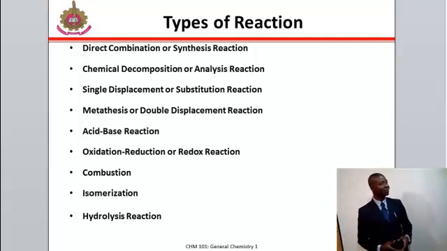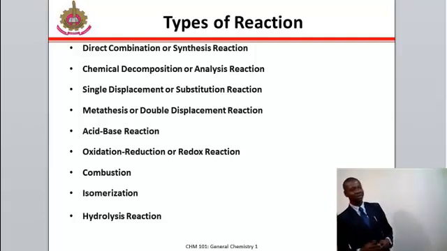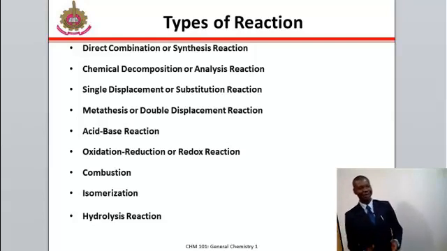And the next one is oxidation reduction. This is a type of reaction that involves a transfer of electrons between two species. A very good example is the reaction between thiosulfate and iodine, to give iodide ion and tetrathionate ion.